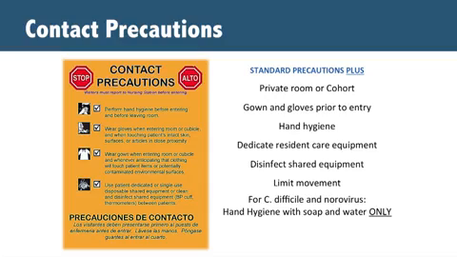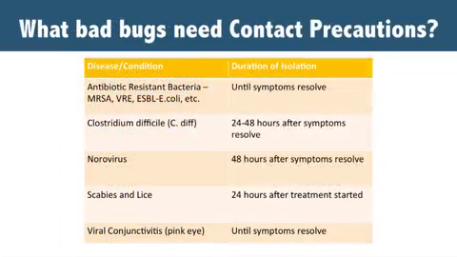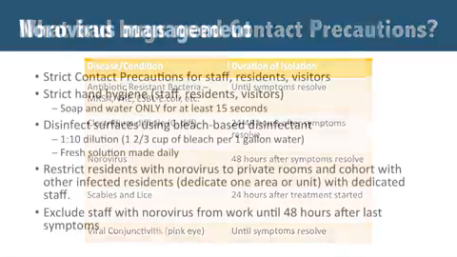For C. difficile and norovirus, use contact precautions and remember to perform hand hygiene with soap and water because alcohol-based hand rubs are not effective against these harmful germs. There are many germs that require residents to be placed on contact precautions. This table describes some of the more commonly encountered germs that require contact precautions and the duration of contact precautions associated with each germ. This is not a complete list of pathogens, so it is important that you review the entire list of germs that require contact precautions.